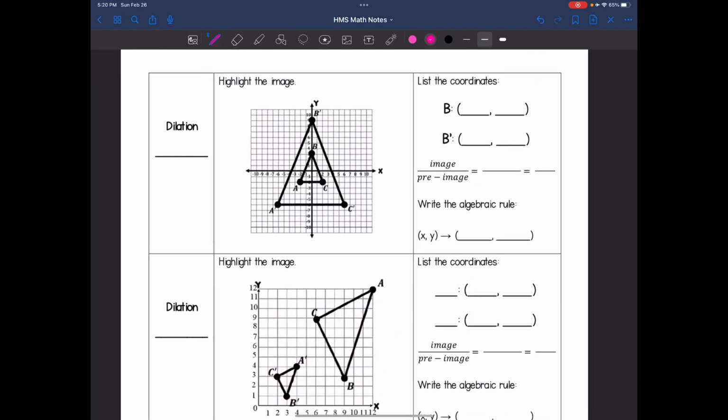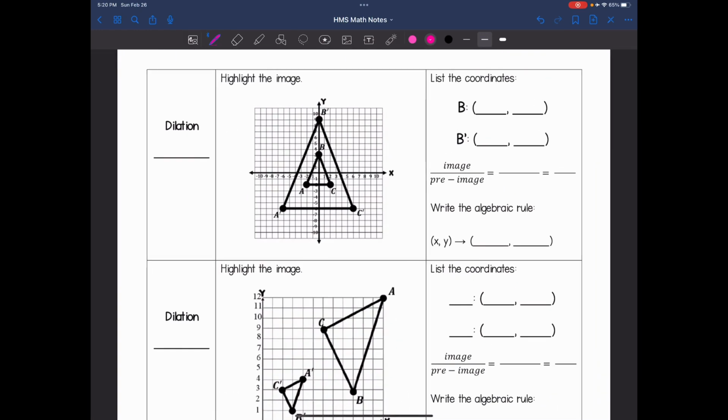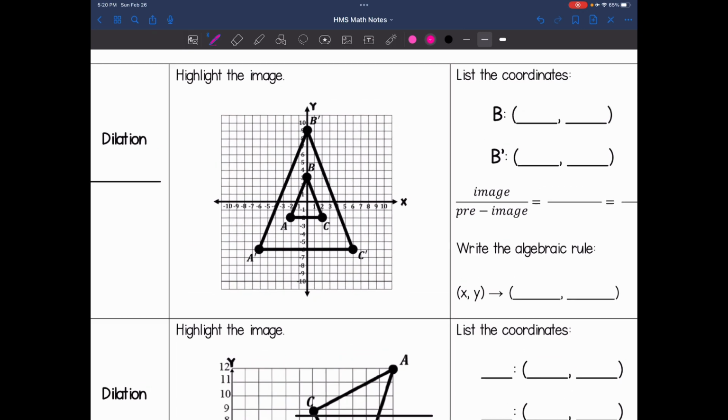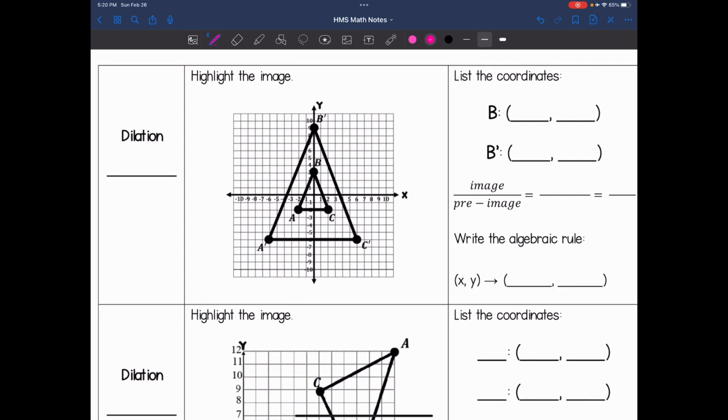Let's see what this looks like. So the first thing I'm going to do is pull out my ordered pair that has the coordinates. It looks like I'm finding B and B prime. So B is at 0, 2. And B prime is at 0. Oh, sorry. B is at 0, 3. And B prime is at 0, 9.